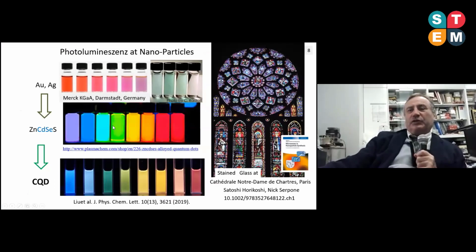And this shows now the overview. Gold and silver particles are known since the medieval ages. This is reviewed here in this paper, the stained glass at the Cathédrale Notre Dame in Paris. In the 15th century, they already had technology for gold and silver particles. And gold is very expensive. So in the last 20 years, the research changed to zinc, cadmium, selenide, sulfide.